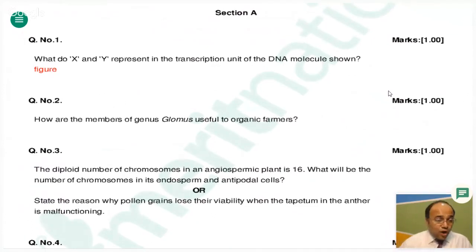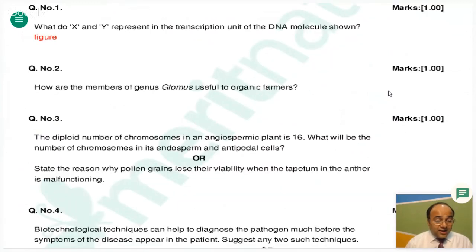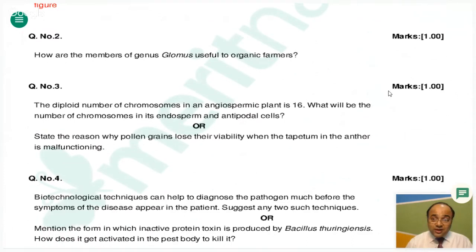So what do X and Y represent in the transcription unit of the DNA molecule shown? Okay. So the figure is missing over here. And how are the members of genus Glomus useful to organic farmers? I think all these are some of the questions which are pretty typical or pretty easy, I can say. So does anyone has got any query in any of these questions, please do let me know.